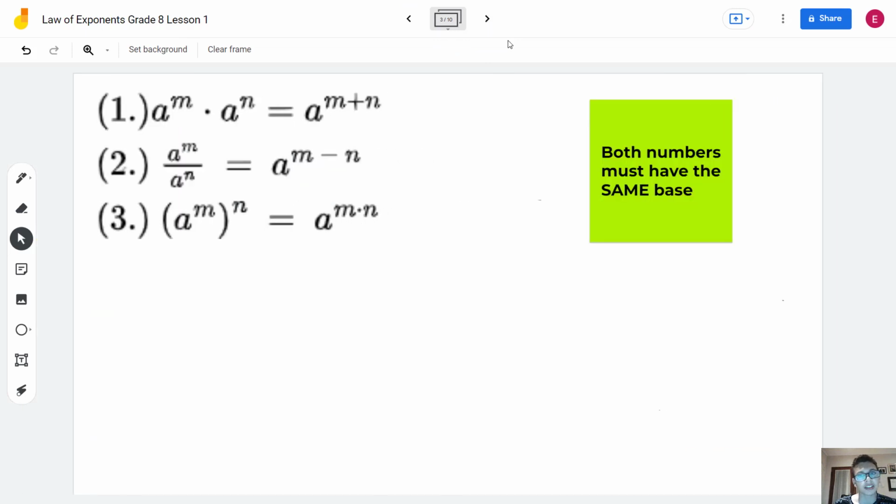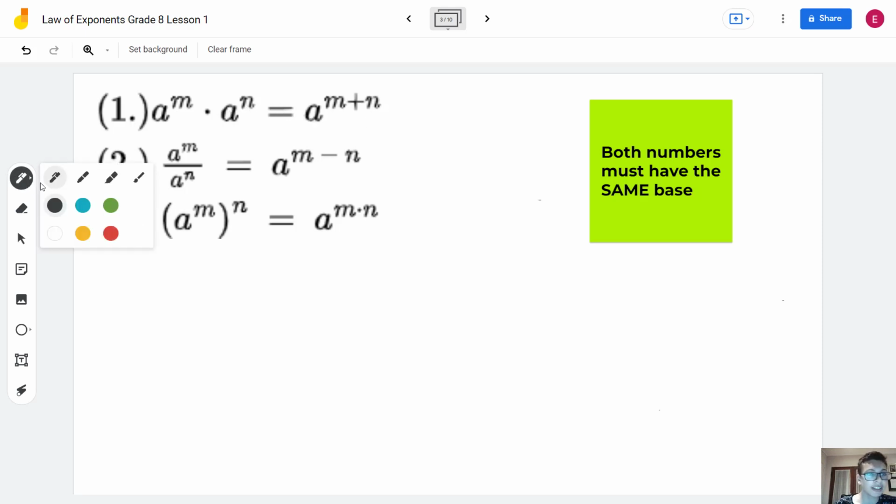Cool. So, this lesson is not about just exponents, but also the laws of exponents. As you can see here, there are 3 basic laws that you need to have in your memory so that you can apply them to any problem that uses exponents. And the first one is a to the power of m times a to the power n equals a to the power m plus n.